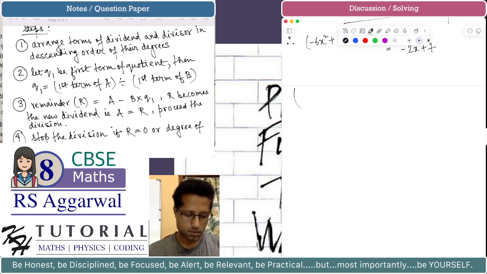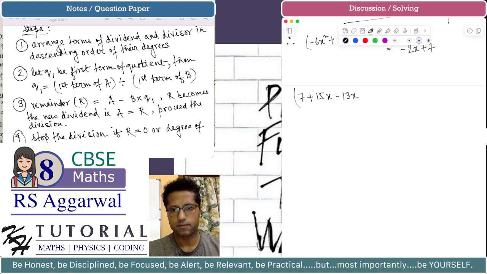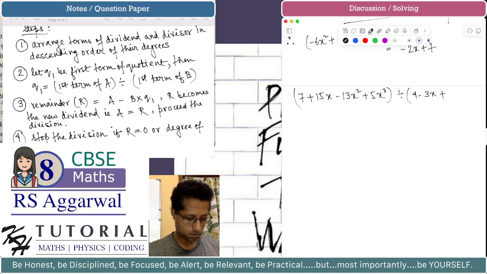Let's say the dividend is 7 plus 15x minus 13x square plus 5x cube. This is the dividend, and the divisor is 4 minus 3x plus x square.